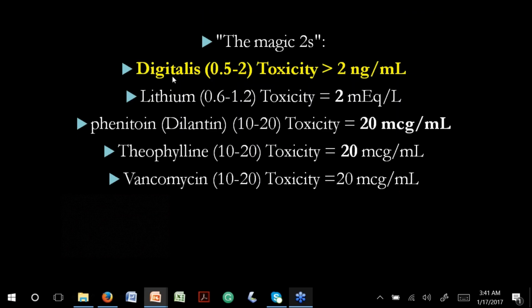Here we have the magic numbers, so please remember these values. Digoxin is 0.5 to 2. Toxicity is always when it's more than 2 nanograms per milliliter. And another one we already talked about, commonly in NCLEX, is theophylline. It's a methylxanthine that produces palpitations, right, and produces bronchodilation. The toxicity level is 20 micrograms per milliliter.